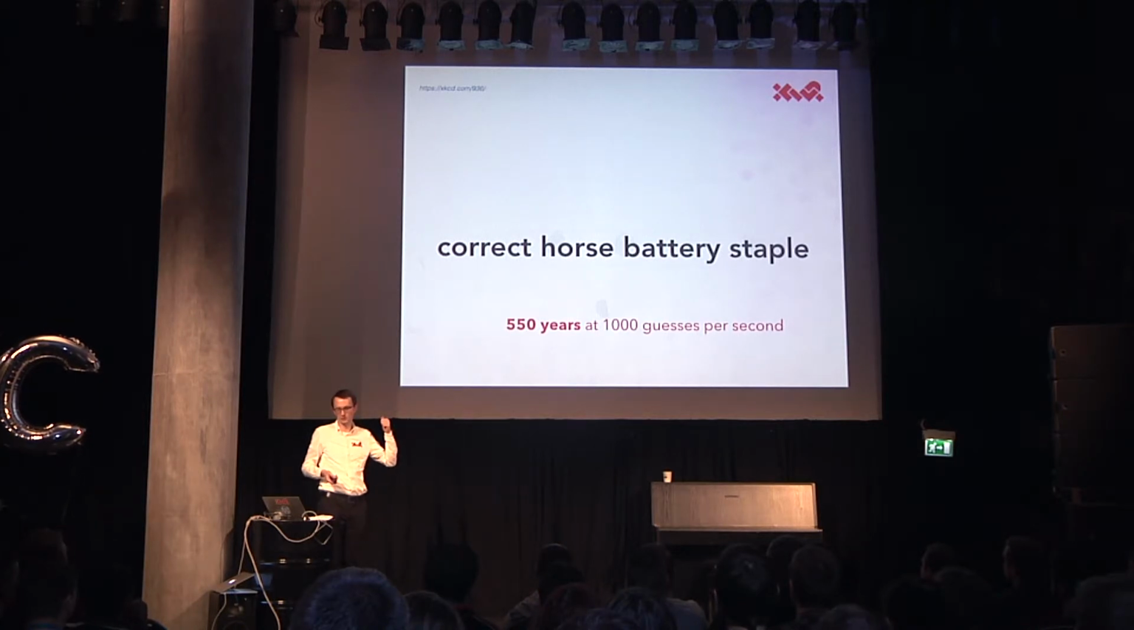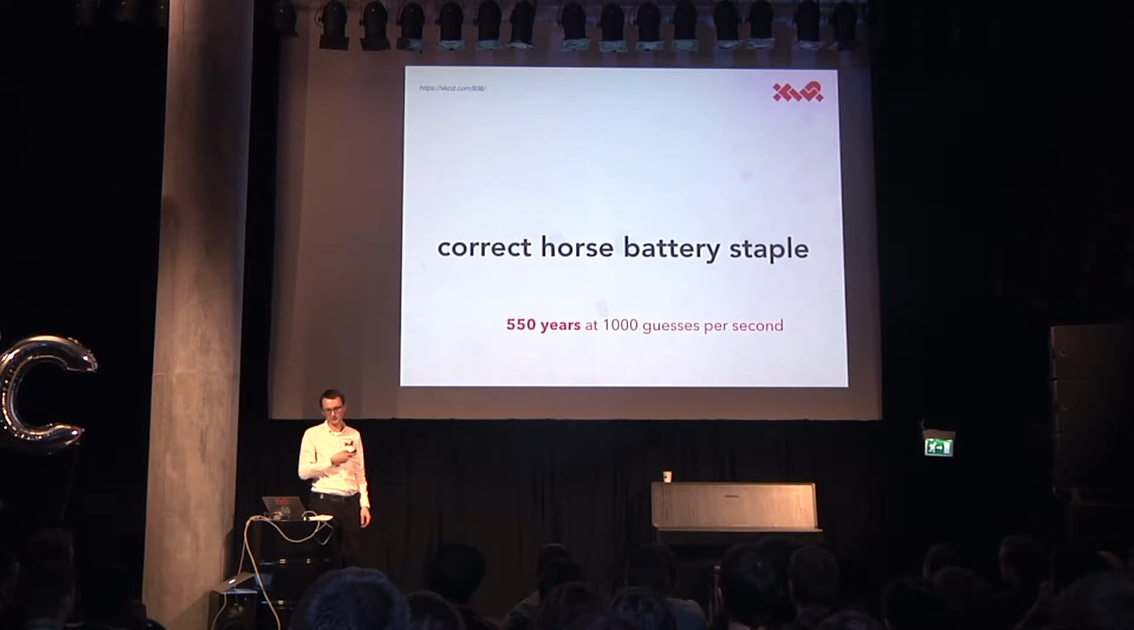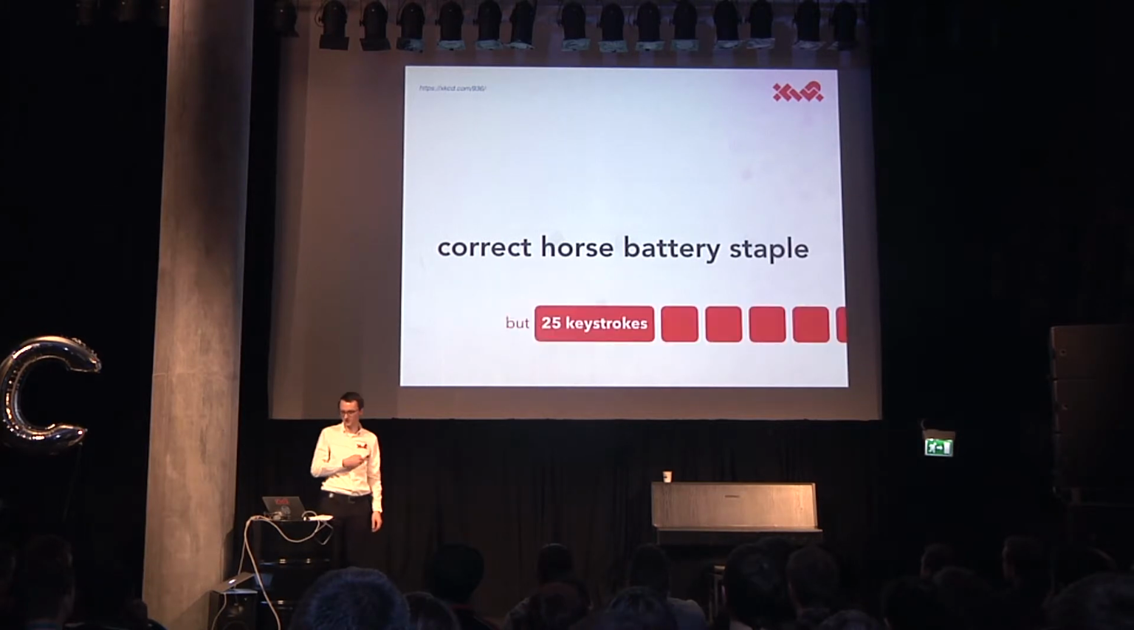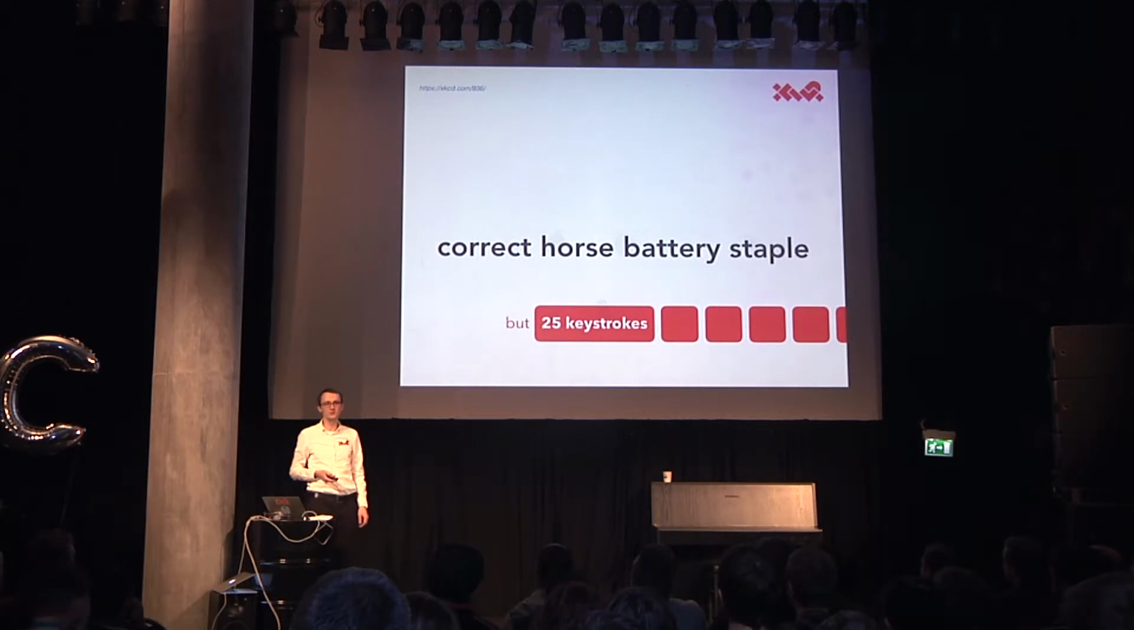The comic you saw earlier, I skipped past it, but the idea is that you should come up with something that uses common words. I've looked at this slide and at that comic many times. I still can't remember that sequence of words. I know it was a staple, horse, battery, something, but the order, no. So you would have to try many options before you get it right. So it's actually not a solution. And second of all, you have to type in 25 keystrokes to actually submit that form.